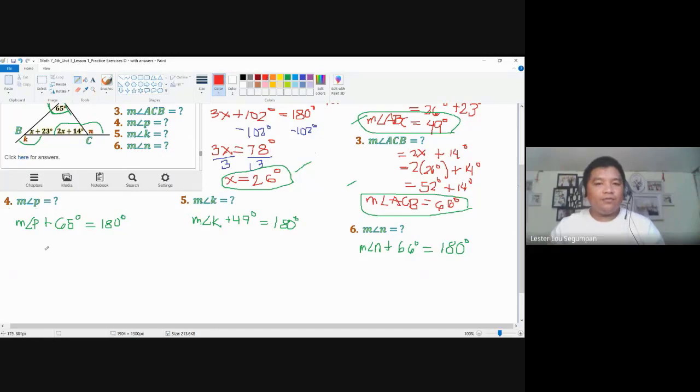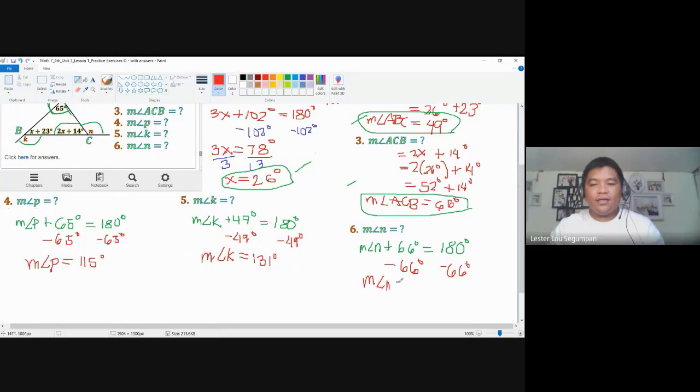So for number 4, minus 65 degrees on both sides. The measurement of angle P is equal to 180 minus 65 degrees, which is 115 degrees. This is the answer for number 4. For number 5, we will subtract 49 degrees from both sides. So the measurement of angle K is equal to 180 minus 49, which is 131 degrees. And finally, for number 6, minus 66 degrees on both sides. So the measurement of angle N is equal to 180 degrees minus 66, which is 114 degrees.